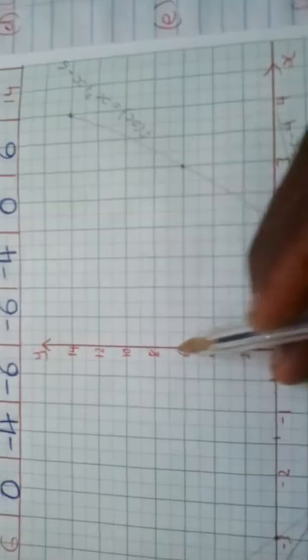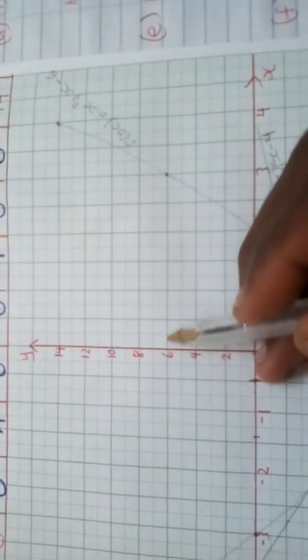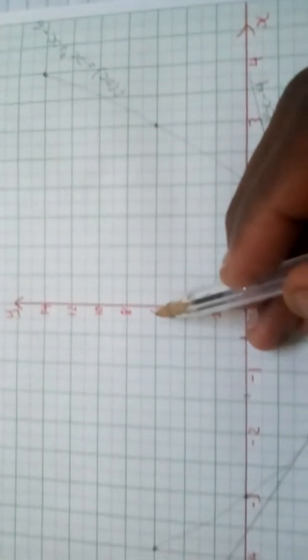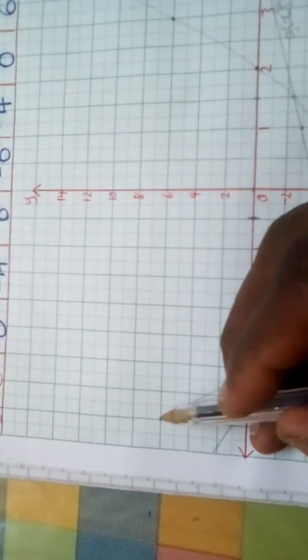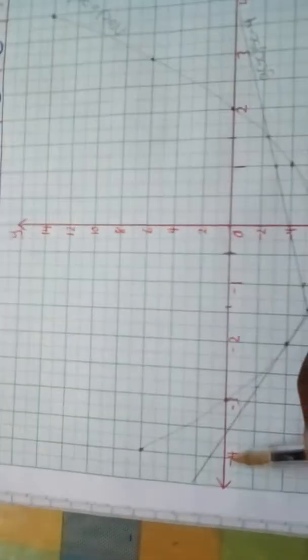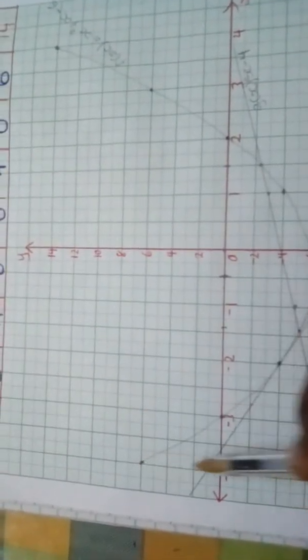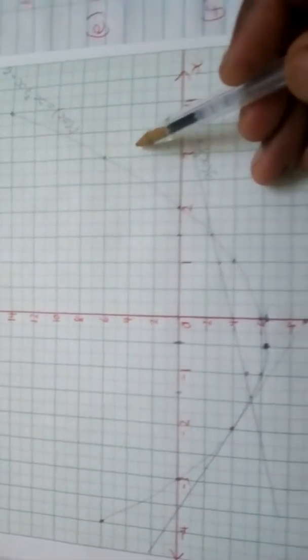When we come to y reading of 6, we shall have one solution here, that is 3, and also we shall have another solution here, that is negative 4. Hence, when y is 6, we shall have two solutions, negative 4 and 3.